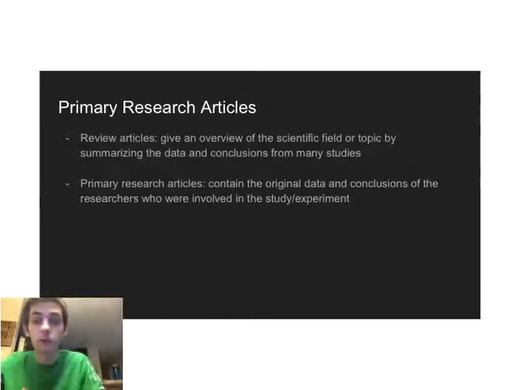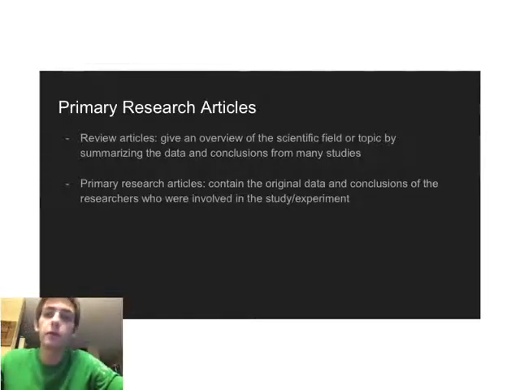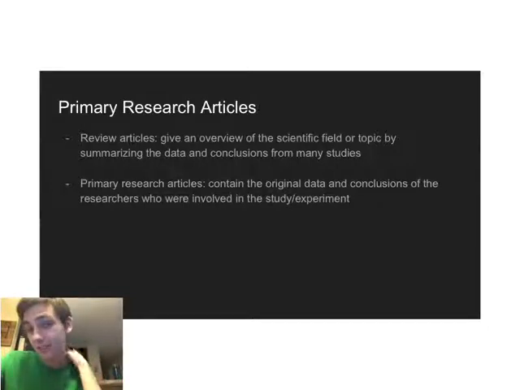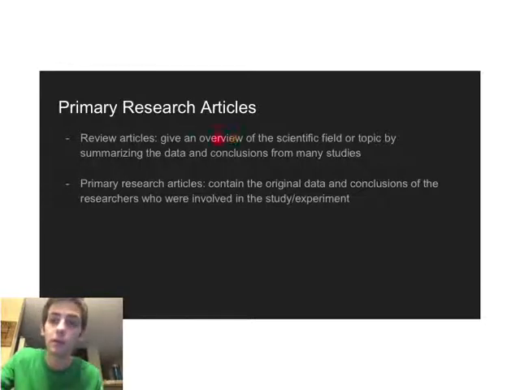So I first want to define why this focus area is called primary cilium. It's called primary cilium mostly because we're talking about a primary cilium, but we're also talking about primary research articles. Primary research articles are articles that contain the original data and conclusions from the researchers who actually conducted that study or the experiment. This is different from a review article, which gives an overview of a particular topic by summarizing data and conclusions from many different studies. As you move through the playlist, you'll see that most of them are primary research articles. However, there are a couple, I believe one or two, that are review articles.